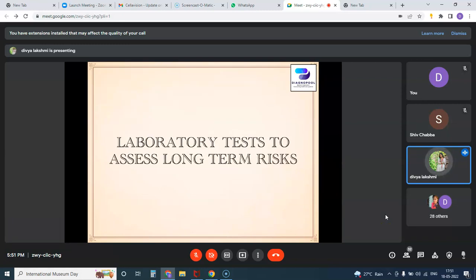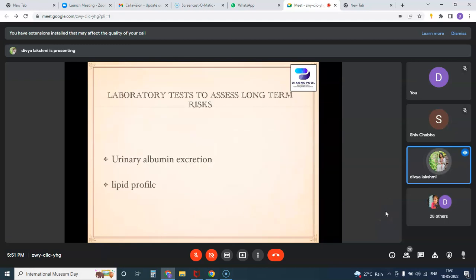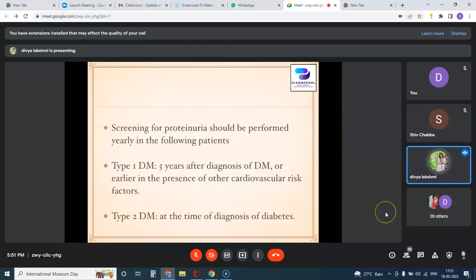So what are the tests available for assessing the risk factors? So what are the risk factors? I told you there are microvascular complications and macrovascular complications. Microvascular complications are identified by the amount of protein excreted in the urine. Normally some amount of albumin can be excreted, that is less than 20 milligrams. If it is more than that, we call it microalbuminuria. If it is more than 300 milligrams, we call it proteinuria. This microalbuminuria test should be done regularly on diabetic patients.